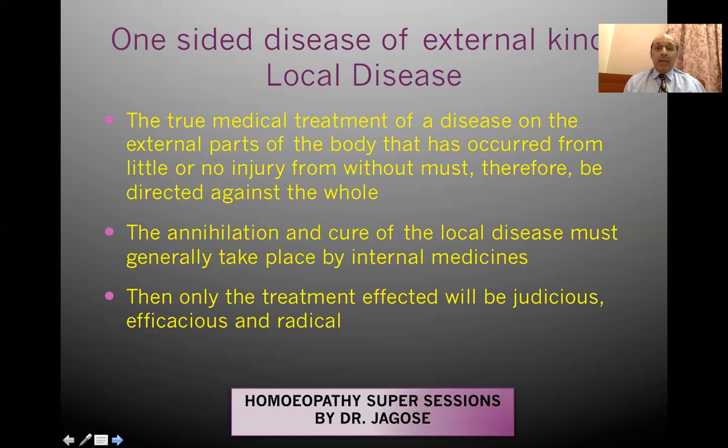So, as I told you in the last video about local maladies, the difference between local maladies and local disease is this: both of them will appear on the external part of the body, but in a local malady, it is trivial in nature, the cause is external, and it is of recent origin. In local disease, there is no external cause, there is always an internal cause, it is not trivial in nature, and the duration is much longer. So this is how we have to distinguish between local maladies and local disease.